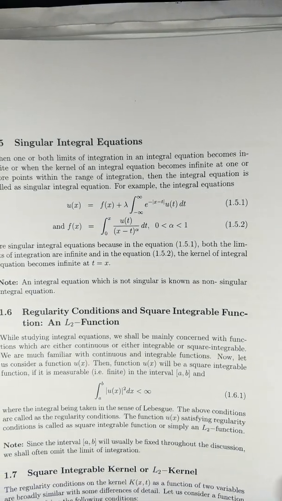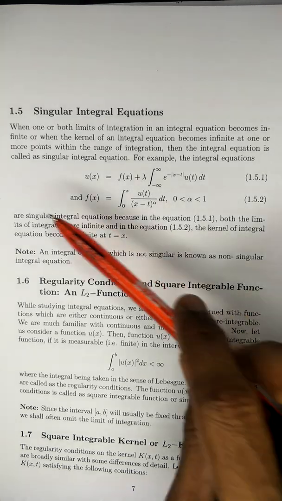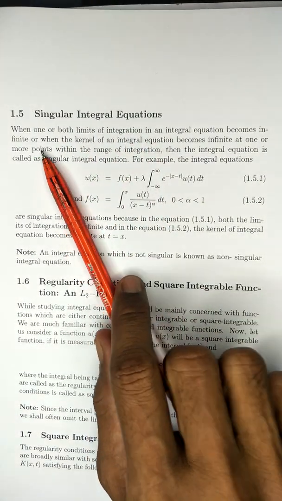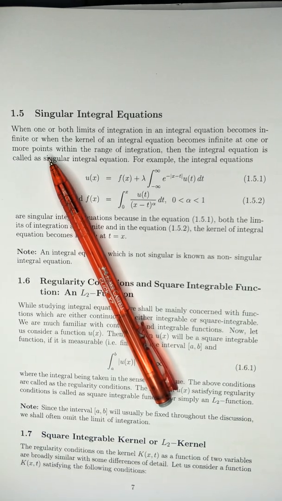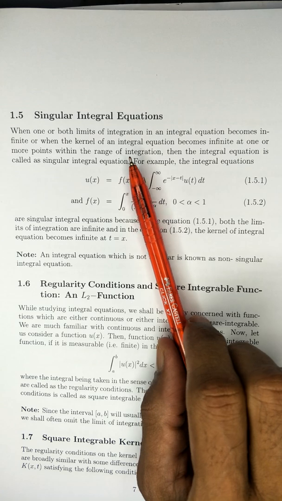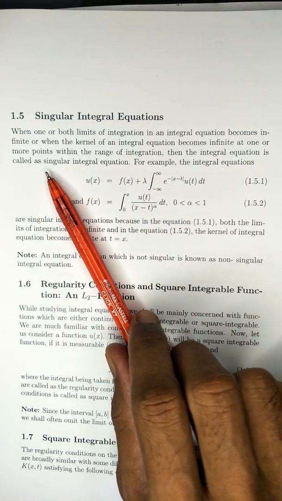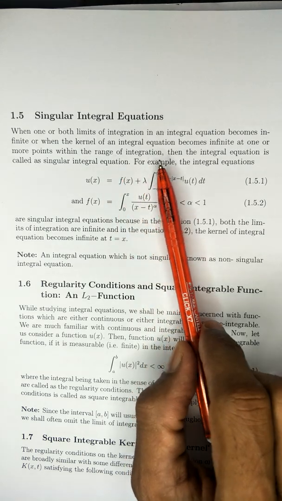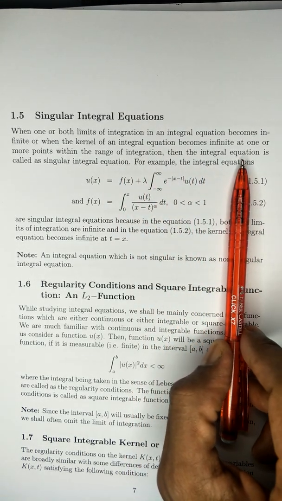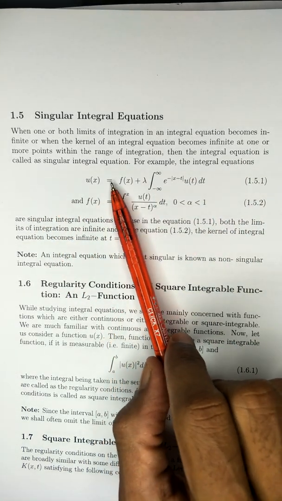Now we look at the next, the singular integral equation. When one or both limits of integration in an integral equation become infinite, or when the kernel of the integral equation becomes infinite at one or more points within the range of integration, then the integral equation is called a singular integral equation.